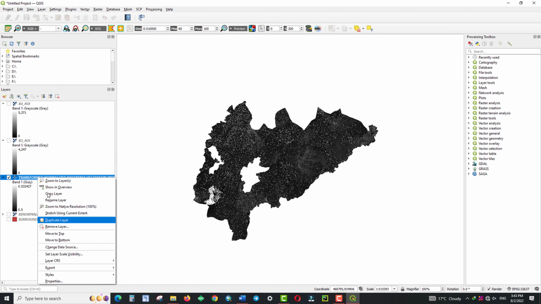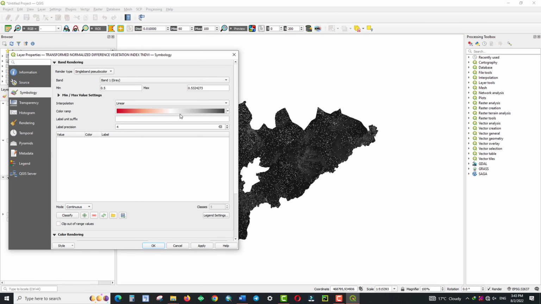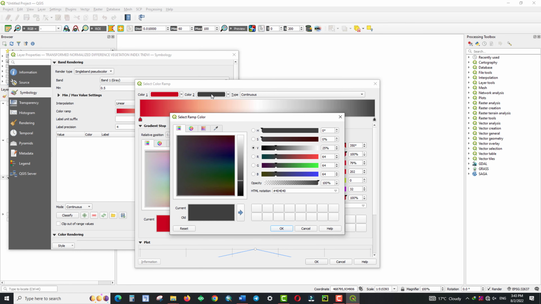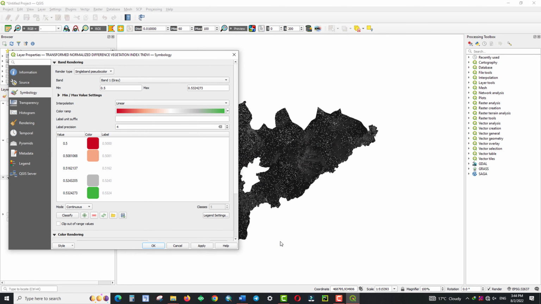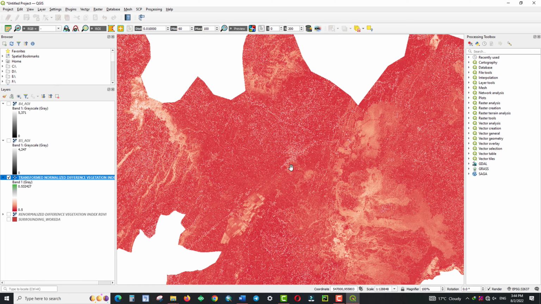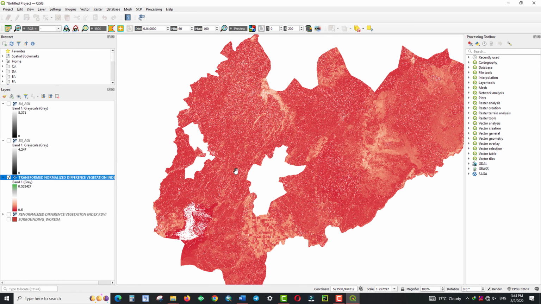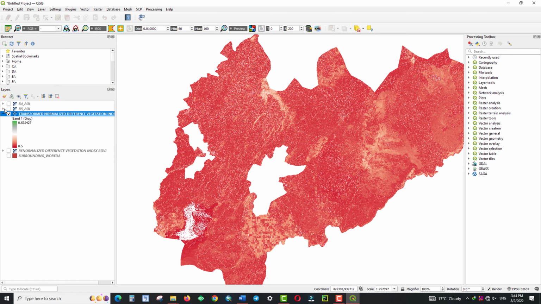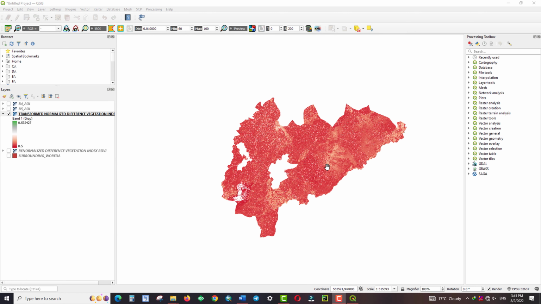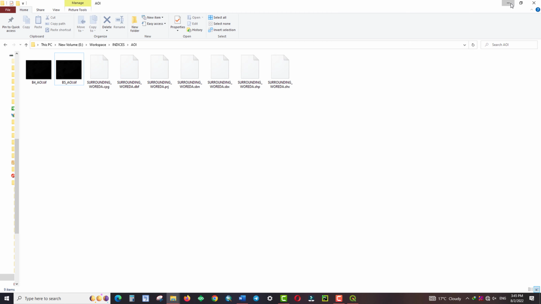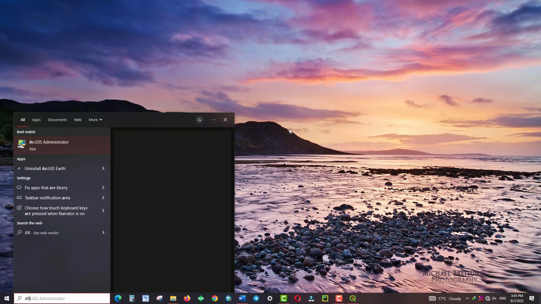After your calculation, open the output image and change your symbology to see the difference in biomass condition across the block. You may optionally use ArcGIS to better visualize the results.